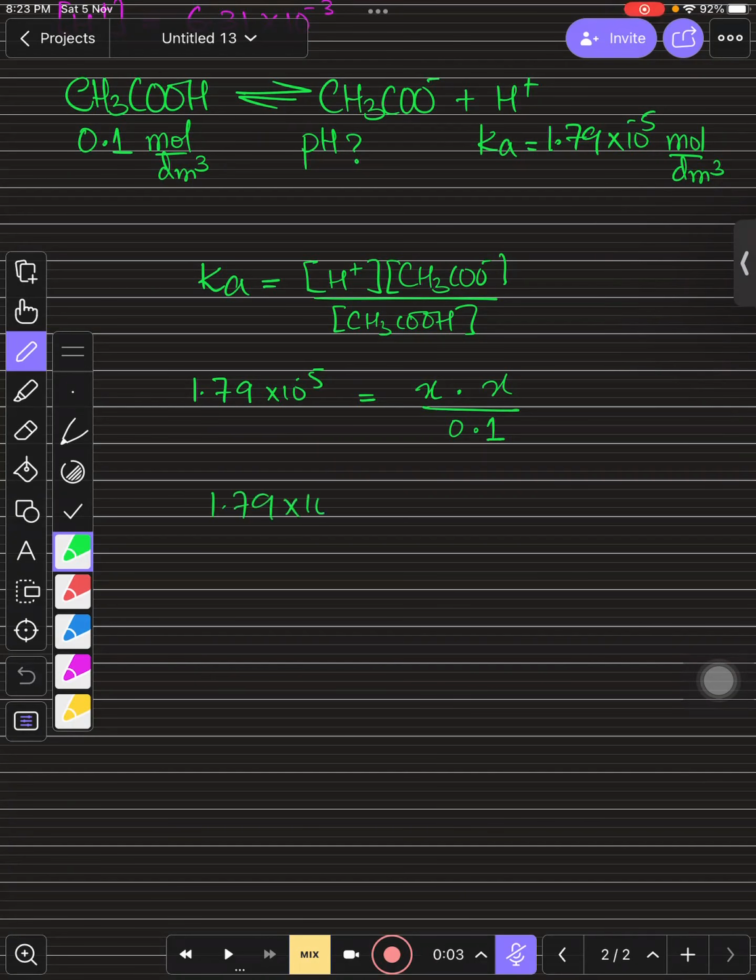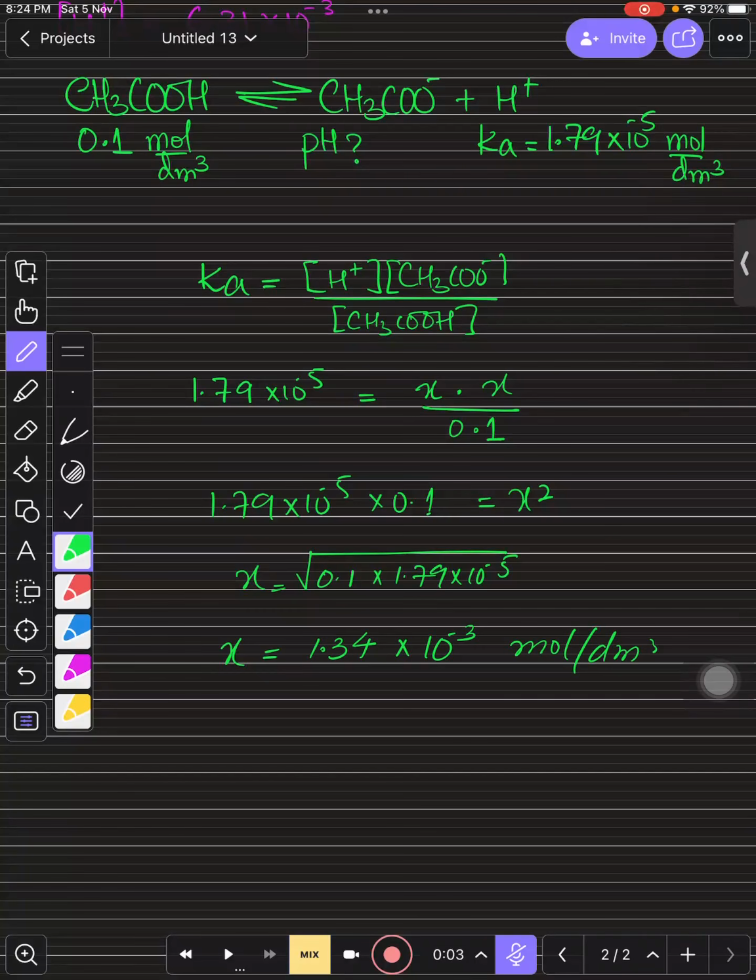So it will be 1.79 into 10 raised to the power minus 5 into 0.1 is equal to x square, right? If you want to find out the value of x, you can take square root of 0.1 into 1.79, 10 raised to the power minus 5, right? So what will be the value of x? You will have the value of x as 1.34, 10 raised to the power minus 3 mole per decimeter cube.